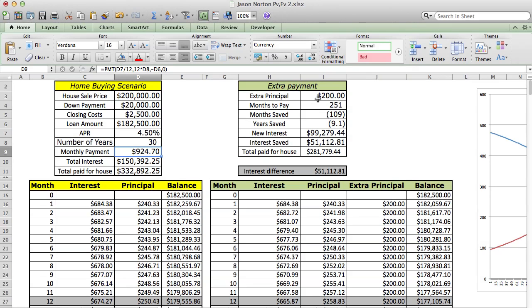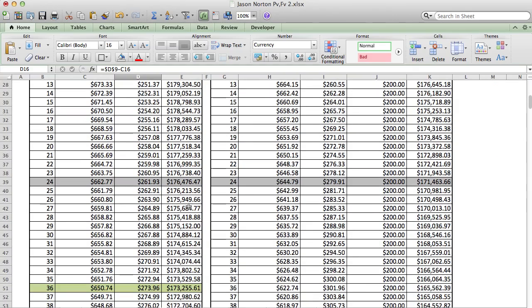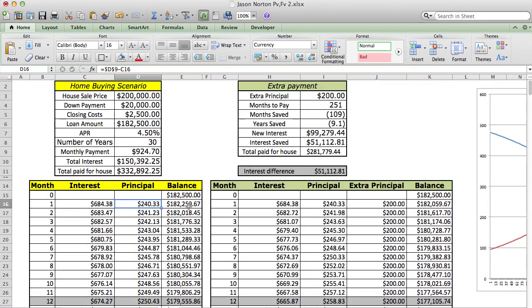But over here, I've set up an equal scenario, and I failed to mention that I have the month's interest, the principal, and the balance. So for the first month, month one, you're paying $684 in interest, and you're only putting $240 towards your principal. And that goes on. I've got this as an amortization table, so it continues all the way down to the 360 months that there would be.